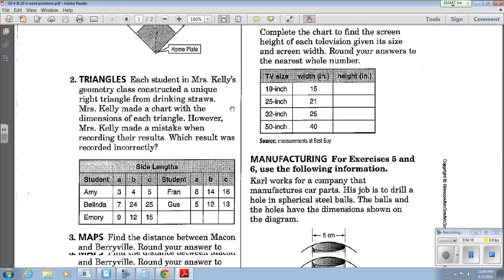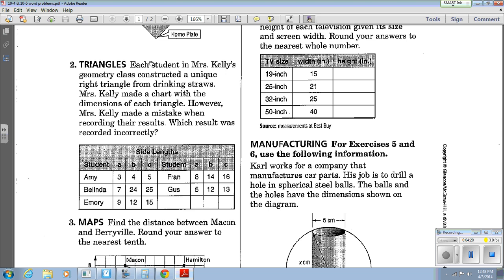Let's look at number 2. Triangles. Each student in Mrs. Kelly's geometry class constructed a unique right triangle. Instead of reading it from the beginning, one of the things I like to do when I'm reading word problems is go down and find out what I am supposed to figure out. So let's take a look in here.